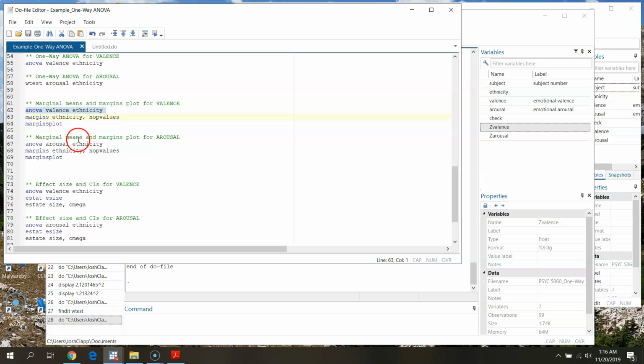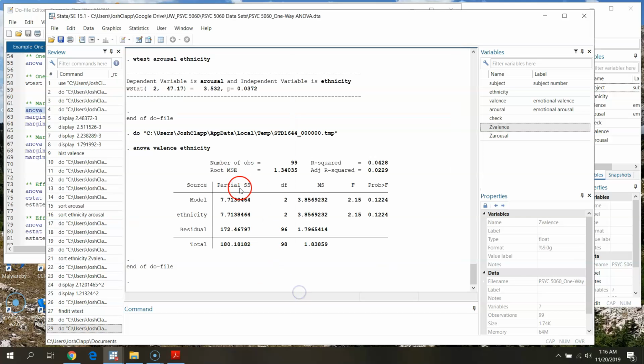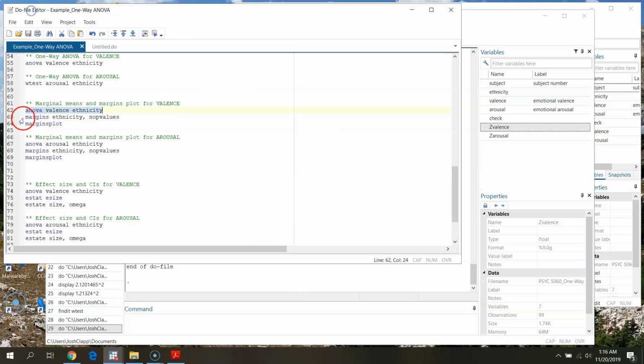So I have to rerun my ANOVA for valence here. I'm going to rerun my valence ANOVA, and then I'm going to ask it to provide margins for ethnicity, and I'm going to say I don't want p-values because I don't really care if things are 0 here.